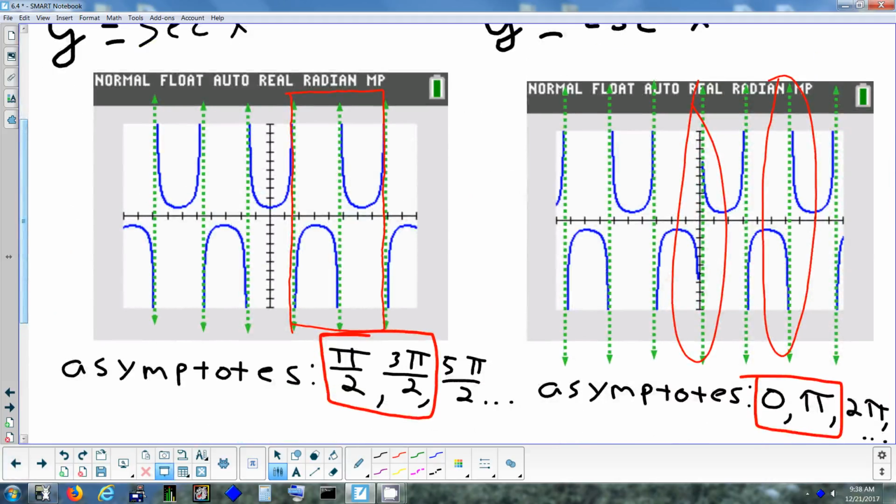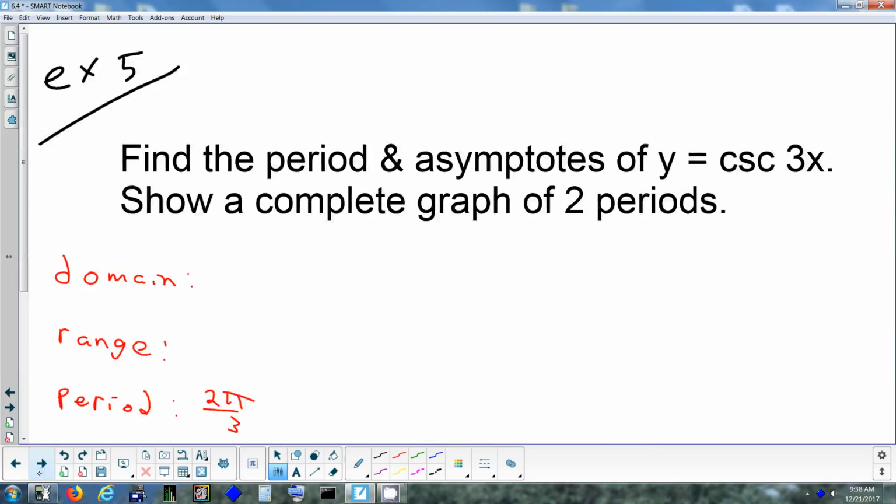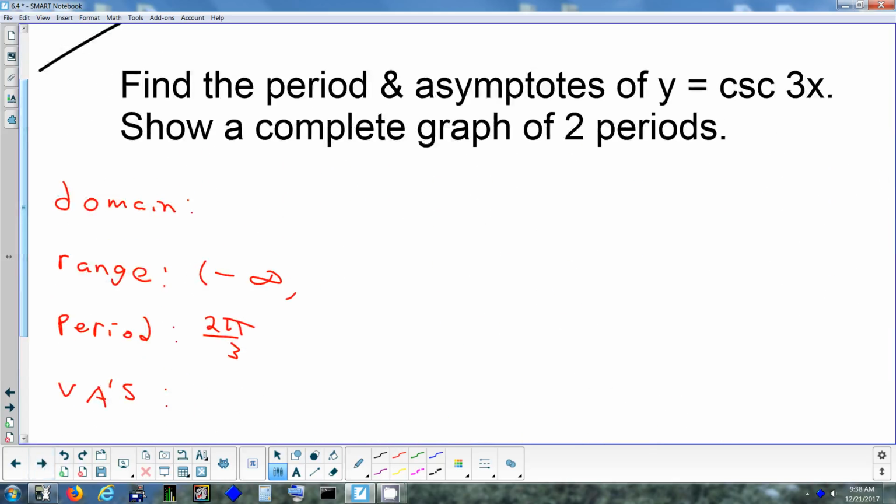No. So the range of this function is exactly the same as the range of the original. Negative infinity to negative 1, 1 to infinity. It doesn't matter if you squeeze those U-shapes tighter together like that. They're still going to have the same y values. All right, so range, negative infinity to negative 1, 1 to infinity. If you're not sure, just graph it and you'll see.